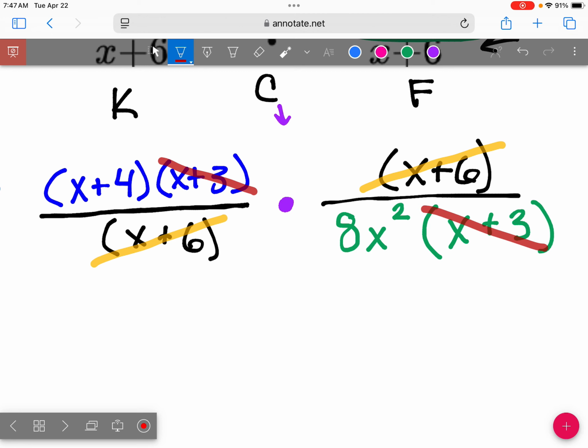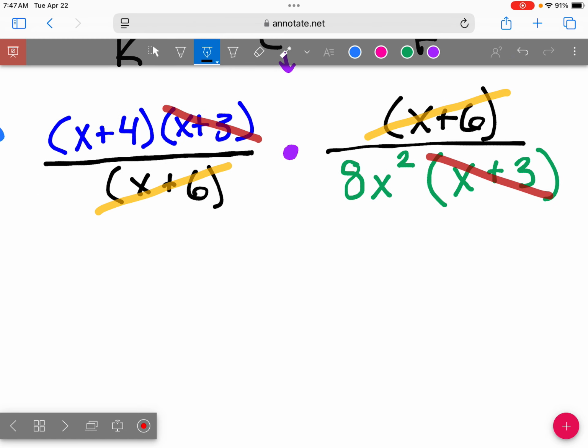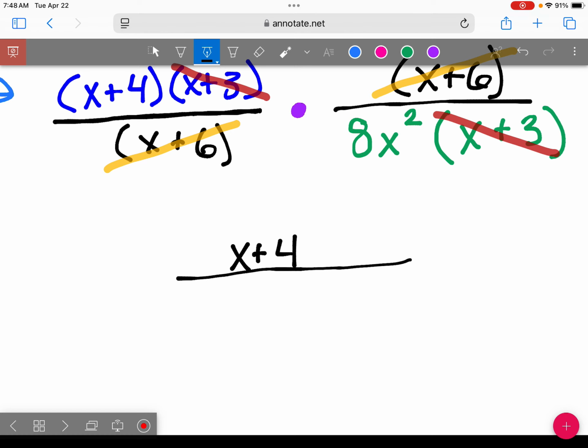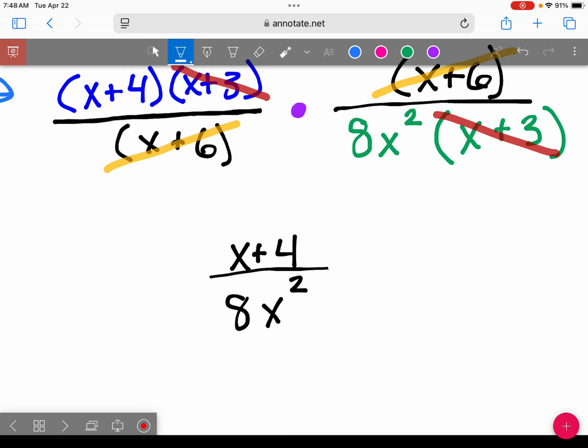If I have the same piece, top and bottom, numerator and denominator, we can cancel it out. It has to be 1 on the top and 1 on the bottom. You cannot do both on the top, anything like that. So we're left with our numerator of x plus 4. And in our denominator, the only thing we have left is our 8x squared. There are still x's involved. Is that okay? Is there any other simplifying we can do? No. There is not. This is our answer.